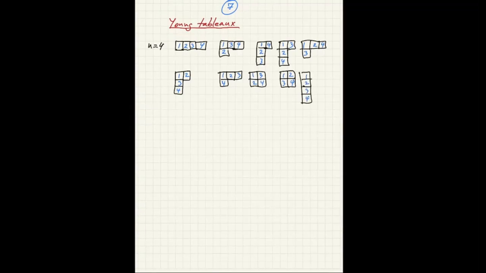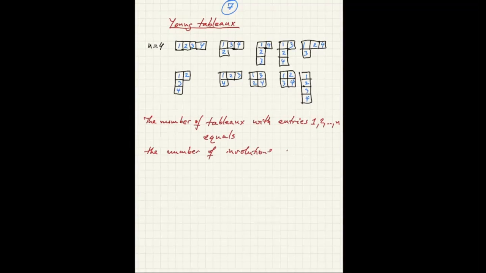So in this case, we have 10 Young tableaux for n equals 4. And it turns out the most amazing thing happens: the number of tableaux with entries 1, 2, up to n equals the number of involutions in Sn. Maybe we didn't say what an involution is.